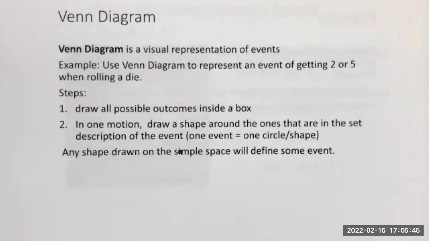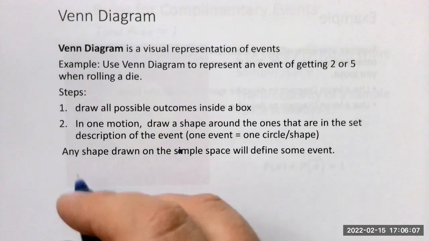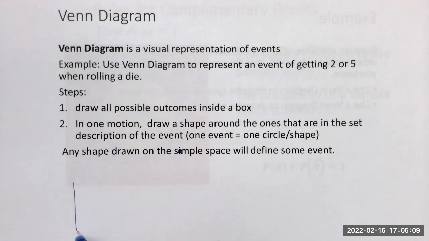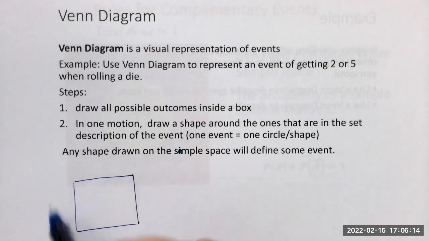So Venn diagrams are another way to represent probabilities and events. Here's an example: use a Venn diagram to represent an event of getting 2 or 5 when rolling a die. And here are the steps. Step number 1 is to list all possible outcomes inside of the box. The box represents the sample space.